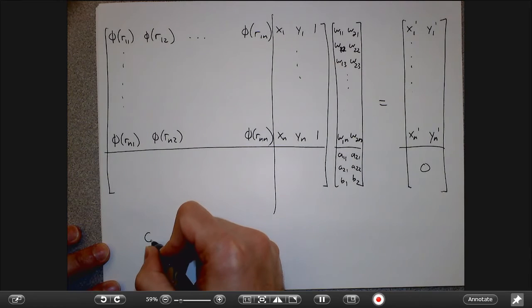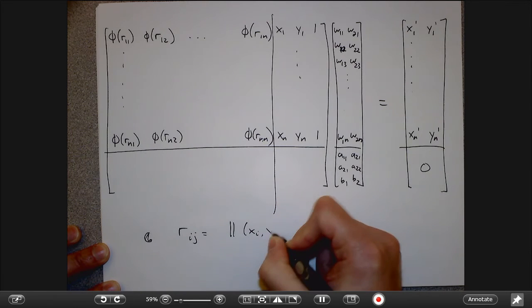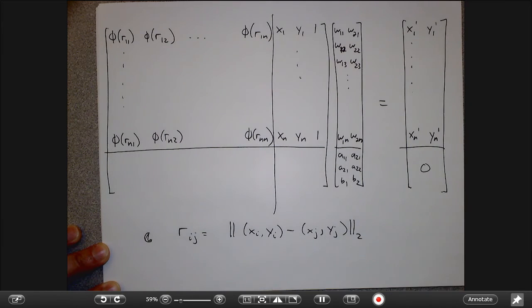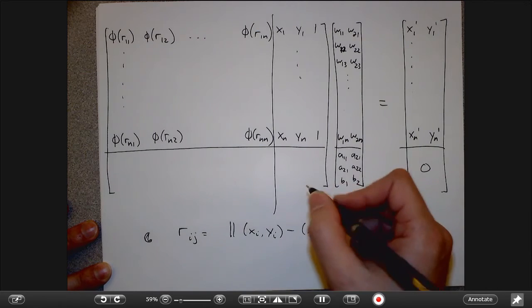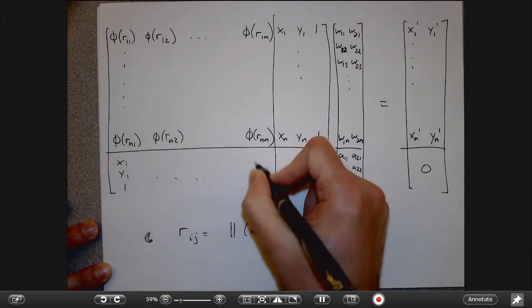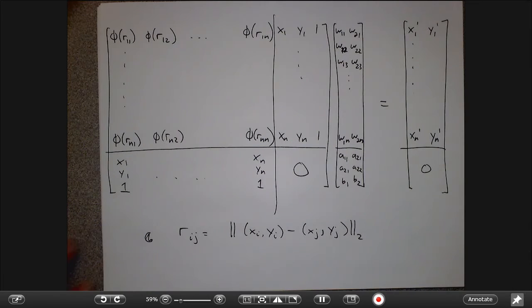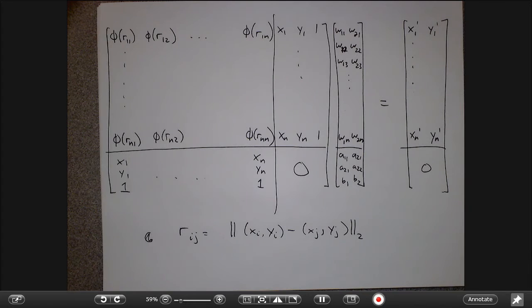So again, r of ij is basically the distance from these two feature points over here. And then it turns out for symmetry, I'm going to have the same thing going this way. So this is going to be an n plus 3 by n plus 3 matrix here, and I'm going to be solving this big linear system.